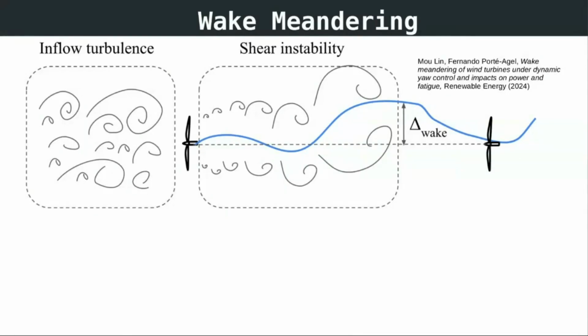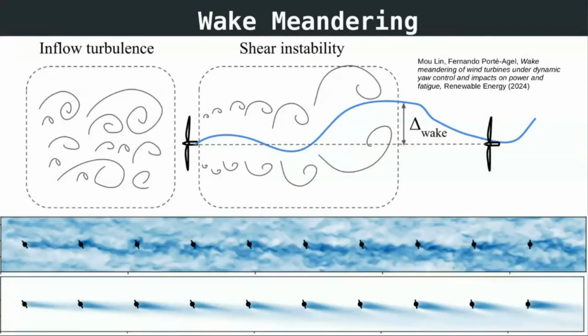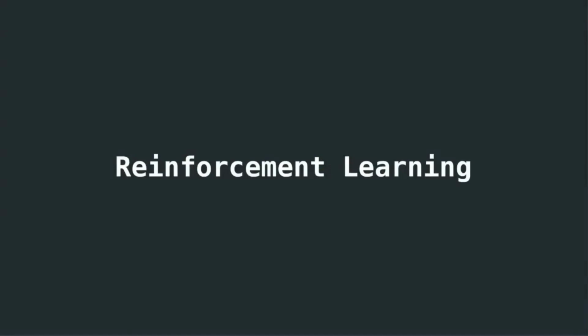So this is the problem that we want to control, and you can see it here, comparing the instantaneous and the mean flow, and how it deviates from the mean. This is what we want to control and improve using machine learning. And so we turn to reinforcement learning to try and find a control mechanism for this kind of dynamic problem.